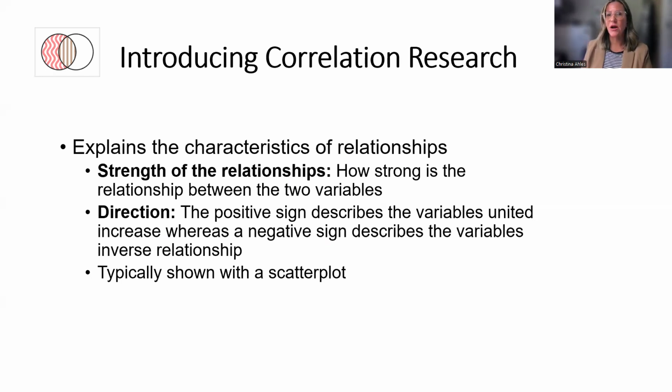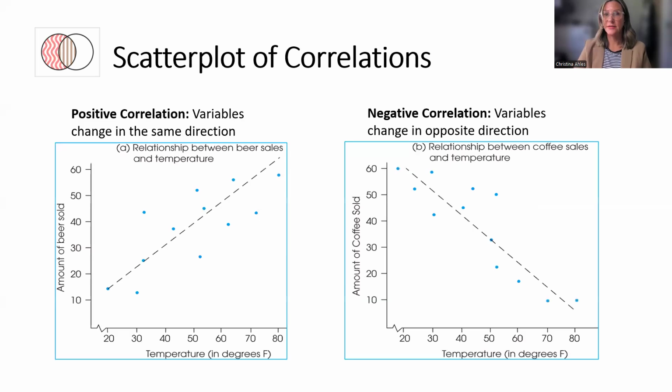These relationships are often shown with a scatter plot. So, like with t-tests and ANOVA, you're looking at mean differences. Those often use bar graphs to look at the differences between means. With correlation research, we look at scatter plots. So here's kind of what that would look like.